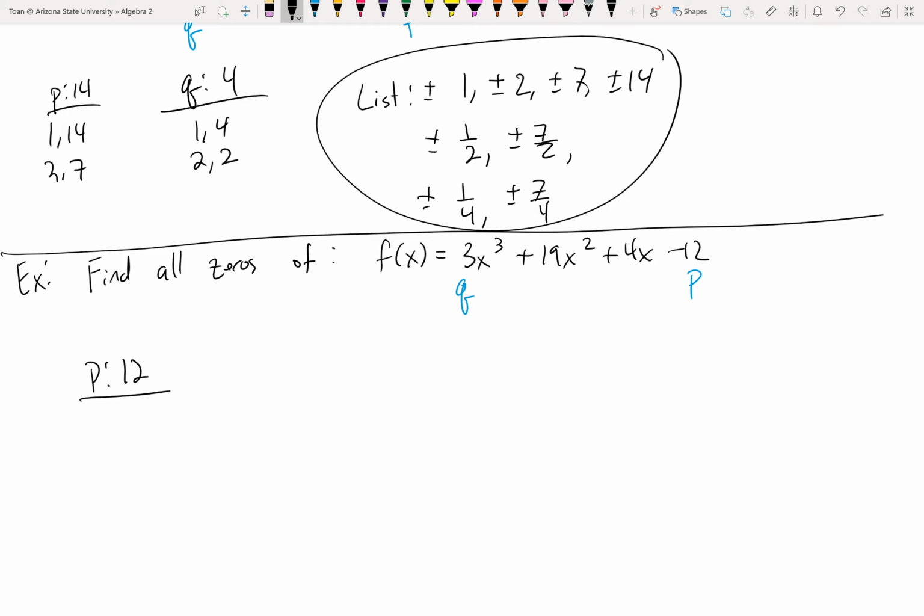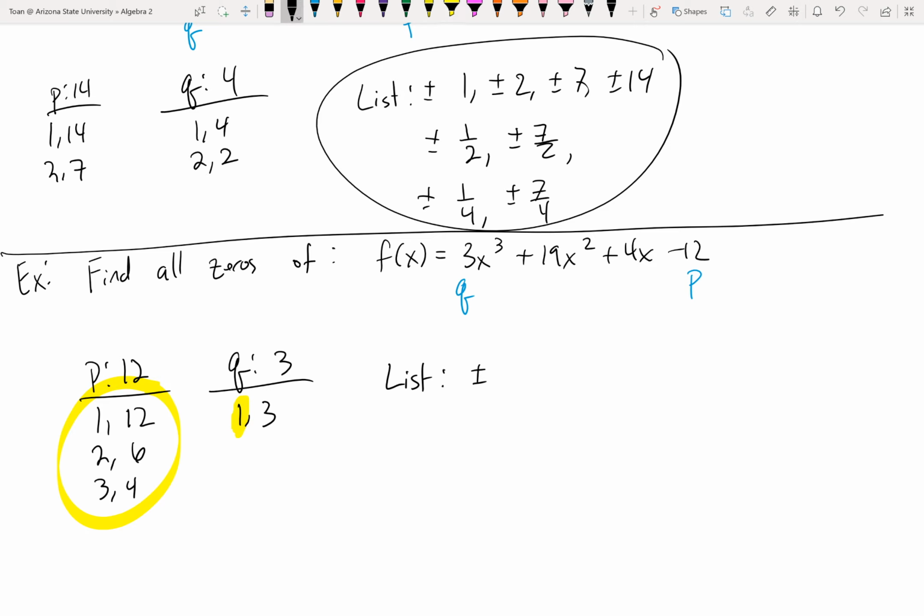My p-value is 12, so that's 1 and 12, 2 and 6, 3 and 4. My q-value is 3, 1 and 3. So you make your list. Let's divide everything by 1. All these numbers you divide by 1, which is just itself: plus or minus 1, plus or minus 2, plus or minus 3, plus or minus 4, plus or minus 6, plus or minus 12.